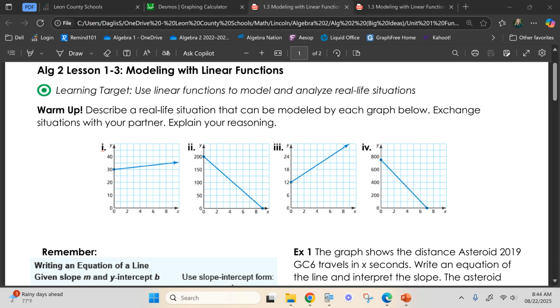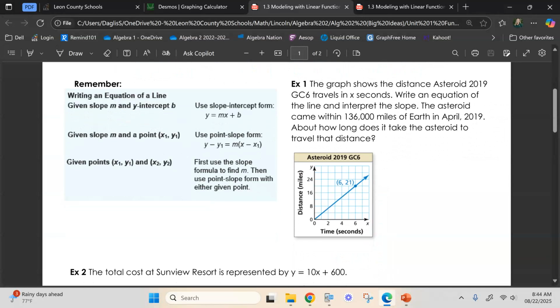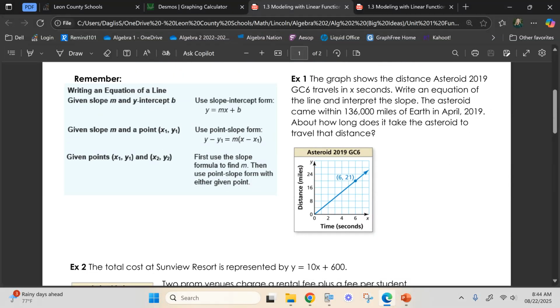So remember, there are different ways to write linear equations, okay? And it all really depends on what's given to us. If they give me a slope and a y-intercept, then I can do y equals mx plus b. If I have a slope and I have a point, I can use point-slope form. If I only have 2 points, I can use those to find my slope and then put it in point-slope form, and then I could even convert that into y-intercept form.